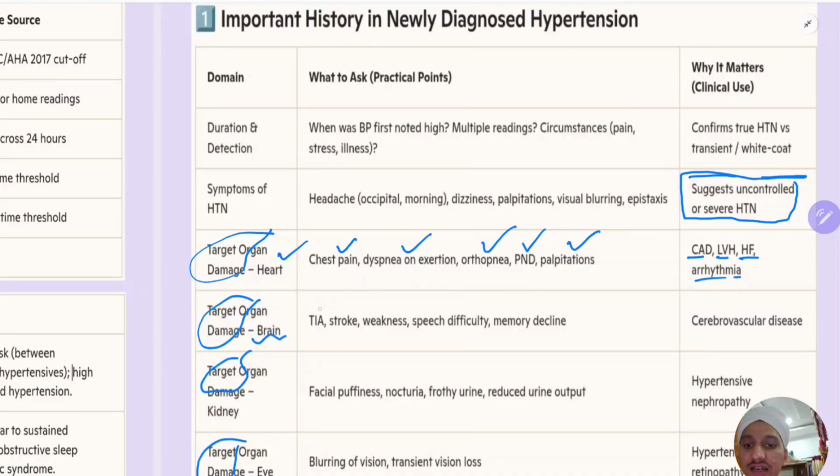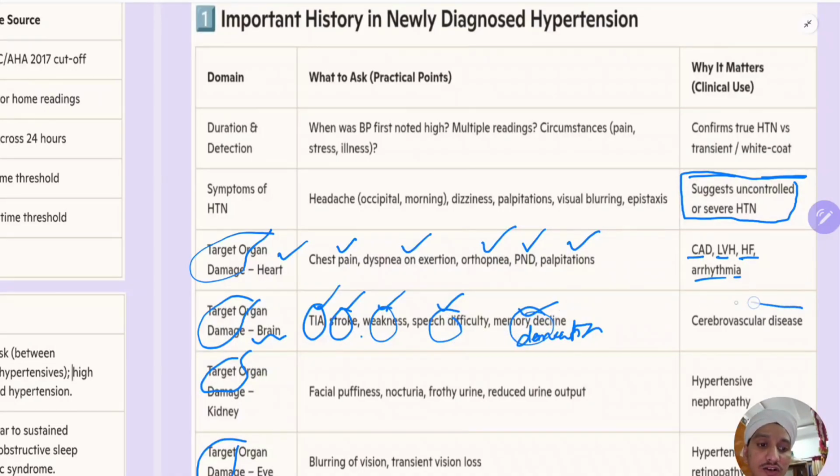Brain: ask for any history of transient ischemic attacks, history of stroke, history of facial or upper or lower limb weakness, history of speech difficulty, which is very important, and history of memory decline, that is dementia. So history of TIA, stroke, weakness, speech difficulty, memory decline. If present, it suggests cerebrovascular disease. That is target organ damage.